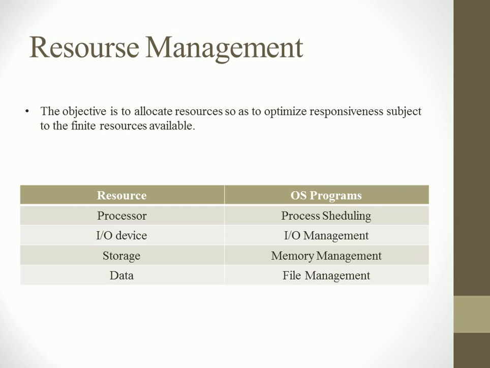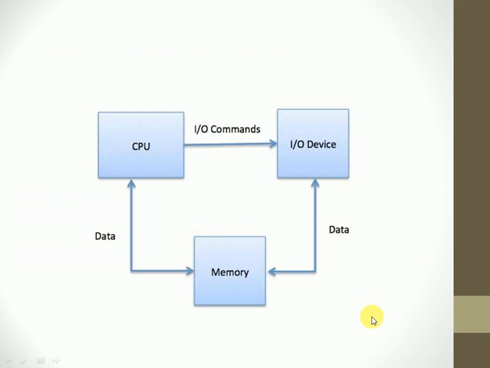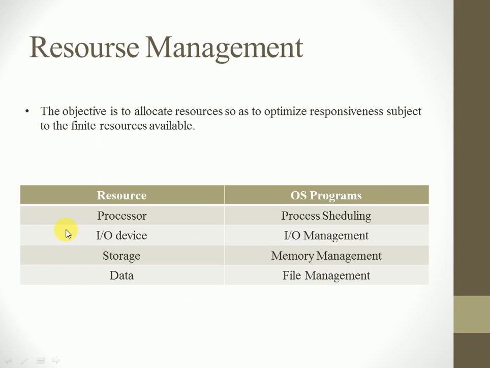These are the resource management functions. The processor belongs to the OS program of process scheduling. The IO device has IO management, storage has memory management, and the data has file management. These are the resources and these are the corresponding OS programs. This is the diagram for an overview of all this resource management.